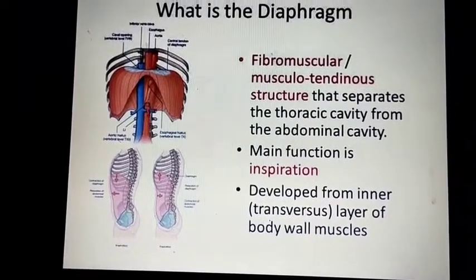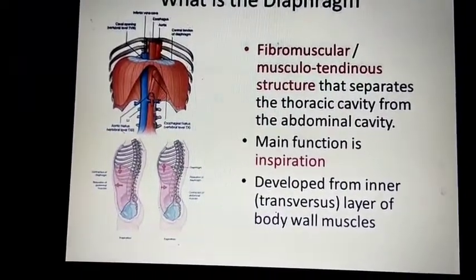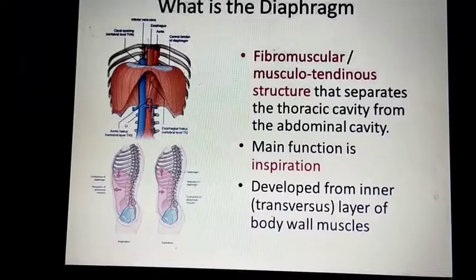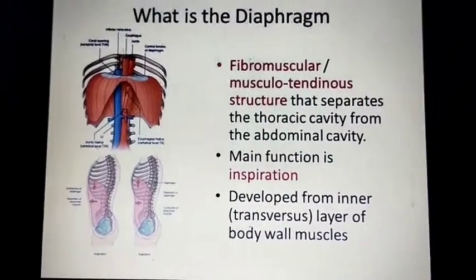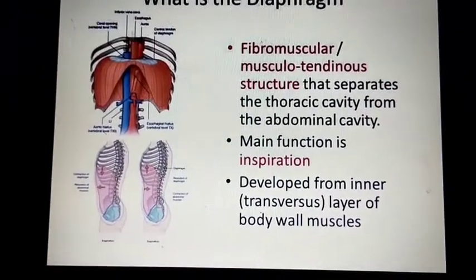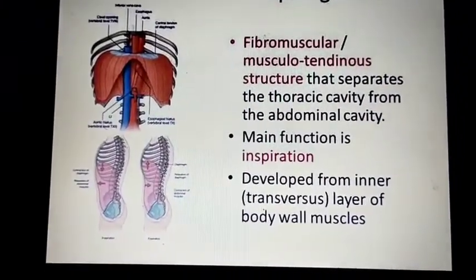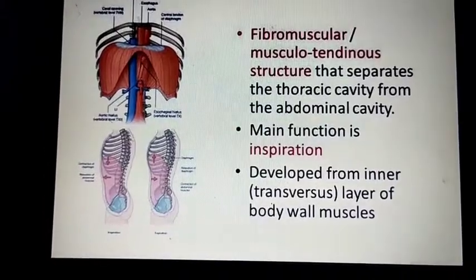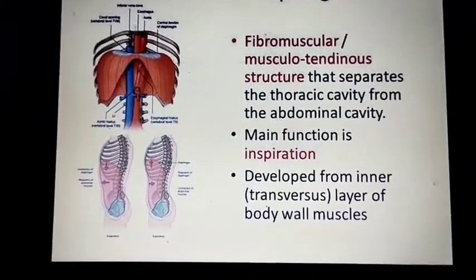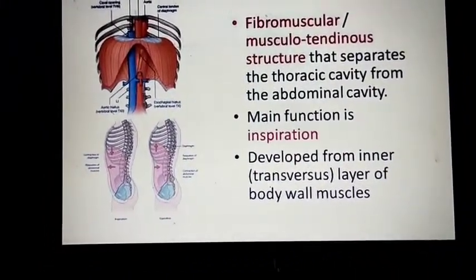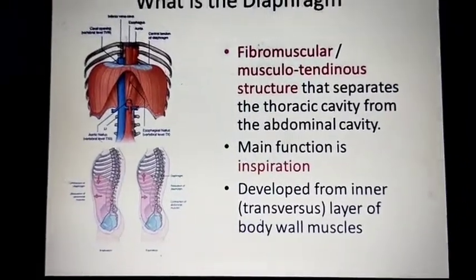And when it is relaxed, that time it forms positive pressure. Like that, the positive and negative pressure of the thoracic cavity mainly depends on this muscle. Which muscle? The diaphragm, a fibromuscular structure. It develops from the inner transverse layer of body wall muscles.